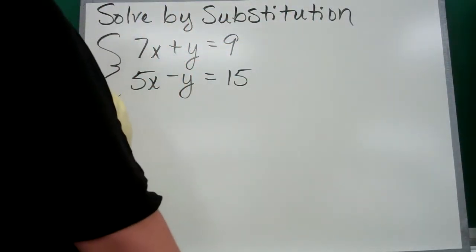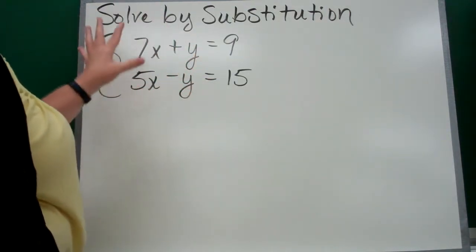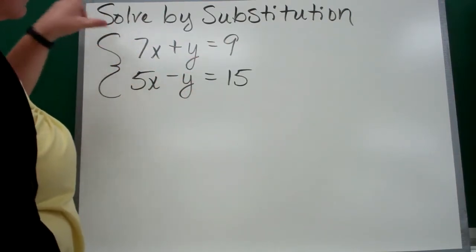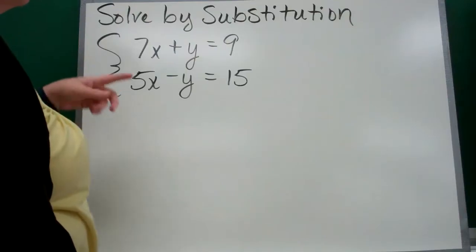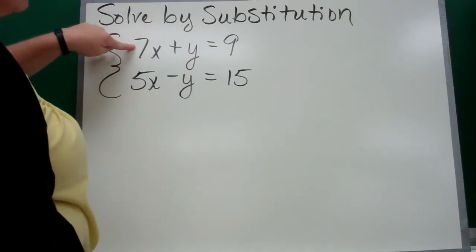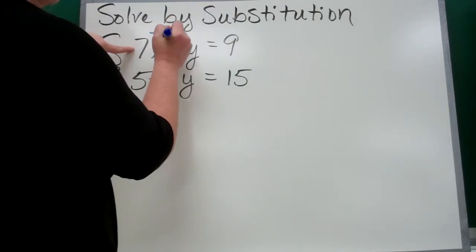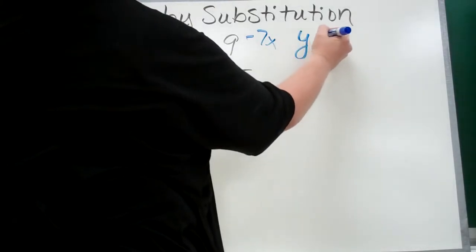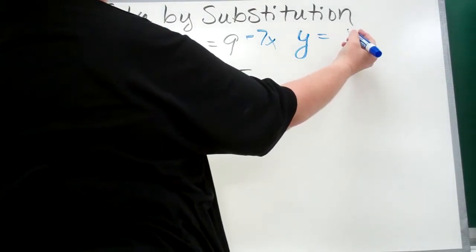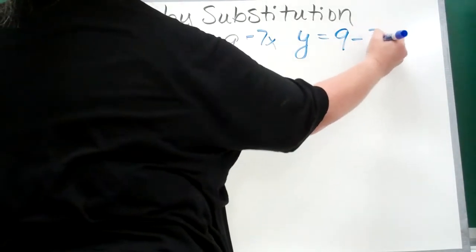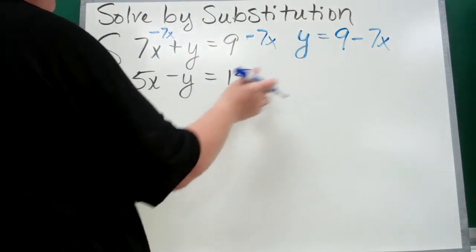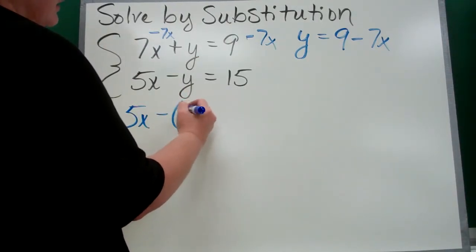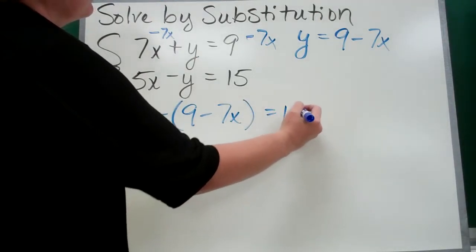Here's another one to solve by substitution. This one, both equations are in standard form, but in one simple step, I can take one of them and have the other variable solved. I can take this first equation and subtract 7x from both sides. Okay, so that's going to be y equals 9 minus 7x. Plug that in for y into the other equation. 5x minus (9 minus 7x) equals 15.